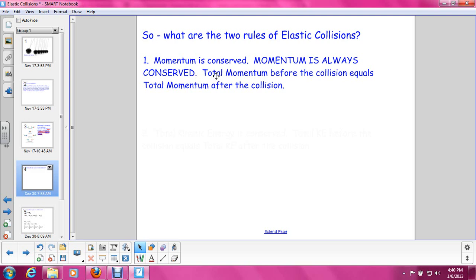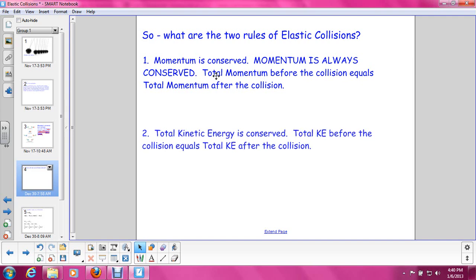The total momentum before the collision, meaning the added momentum of each object, equals the total momentum after the collision. And total kinetic energy is conserved. The total kinetic energy before the collision equals total kinetic energy after the collision. And when we're talking about total momentum and total kinetic energy, for both of those, you need to take the sum of the kinetic energy or momentum of each object. So you need to add it together.